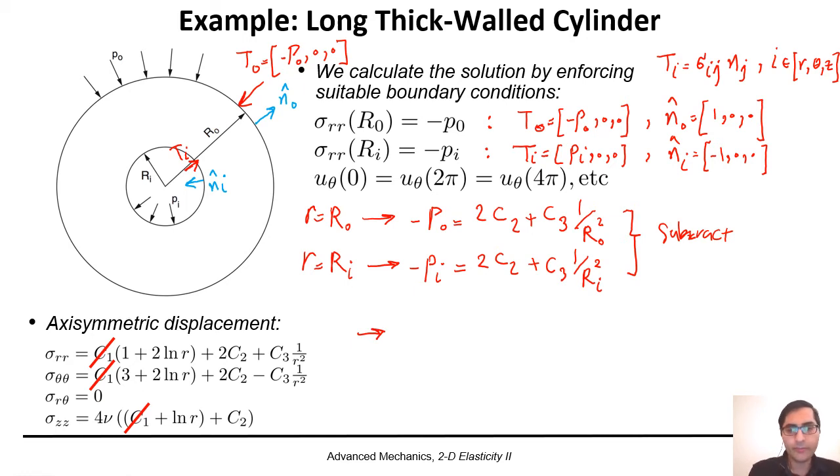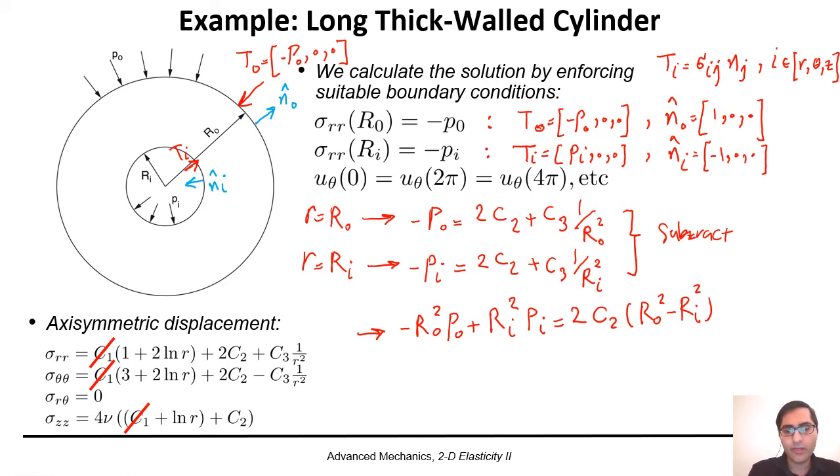We just bring RO and RI, and we multiply everything by RO square and RI square. We end up with RO square PO plus RI square PI equal to 2C2 multiplied by RO square minus RI square.